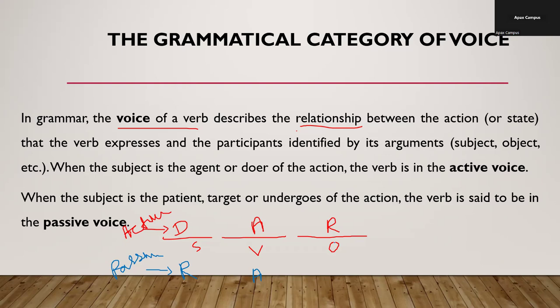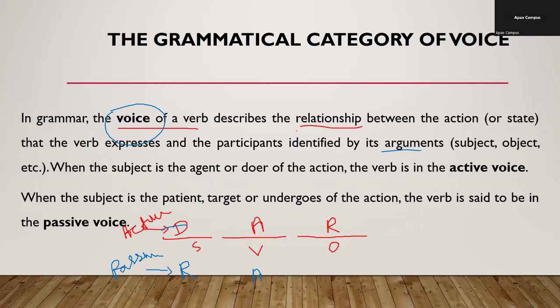But still you need to be familiar with the fact that by voice, what do we mean? Voice means we talk about the relationship between the action and the other elements. Other elements means participants of the action. You don't have to take the word too seriously. So that is subject and object, but these two are participating in two different ways. Subject and object positions in the active voice are different, and in the passive voice, totally different. So voice is something like this.